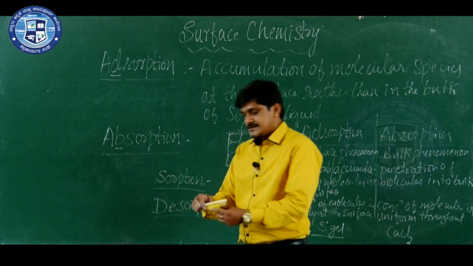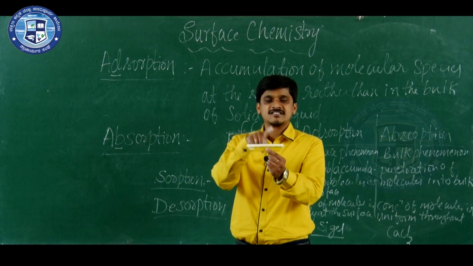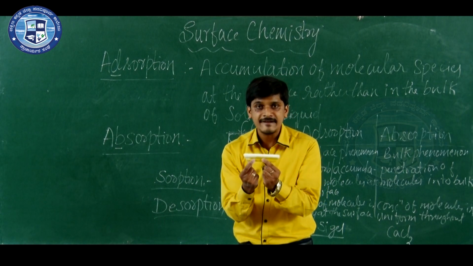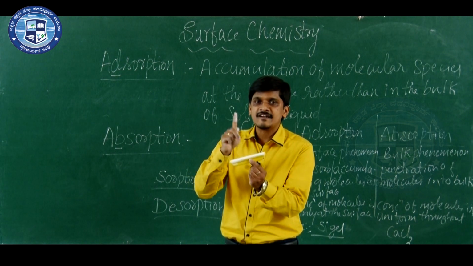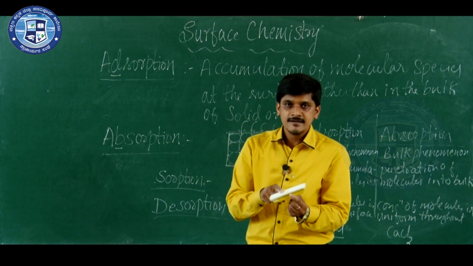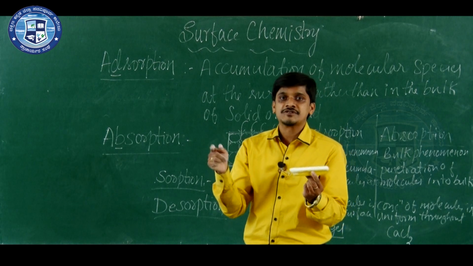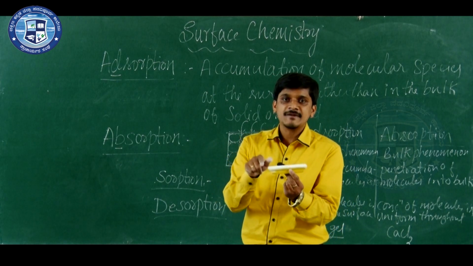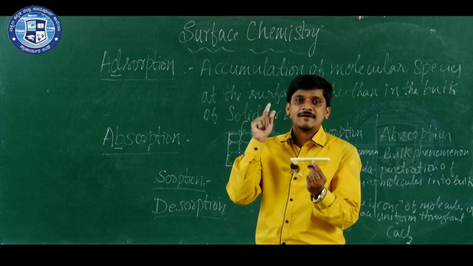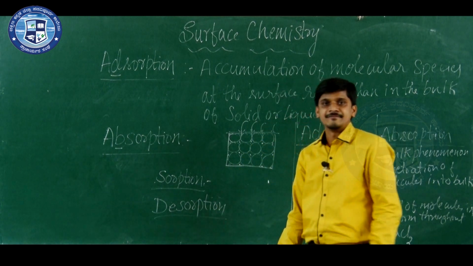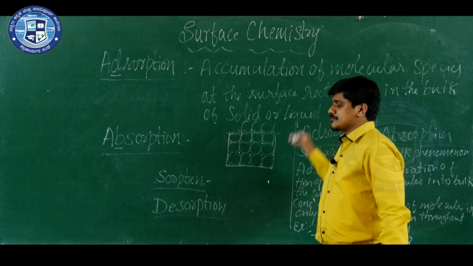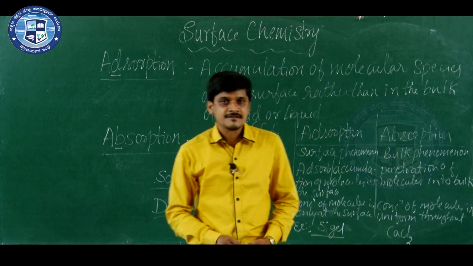So that means the dust particles are adsorbed on the duster. This is the adsorbent, this is the adsorbate. So if you remove these adsorbate molecules from the duster, then that is called desorption. Removal of adsorbate molecules from the adsorbent, then this process is called desorption. So all of this we call the adsorption phenomenon.